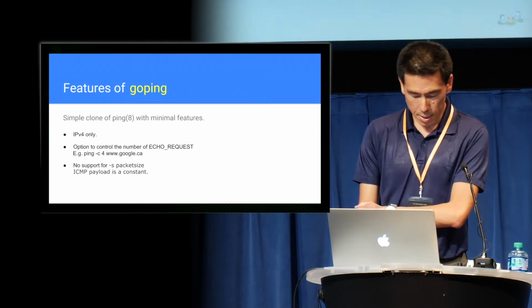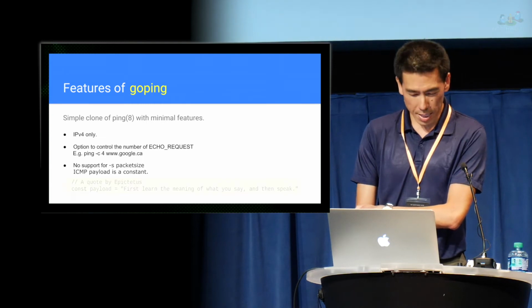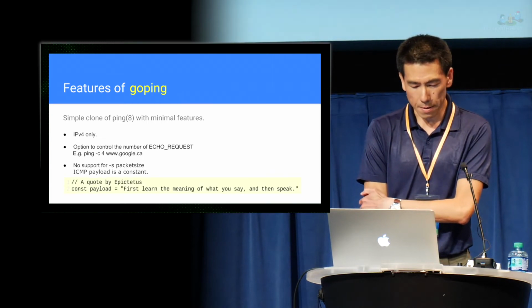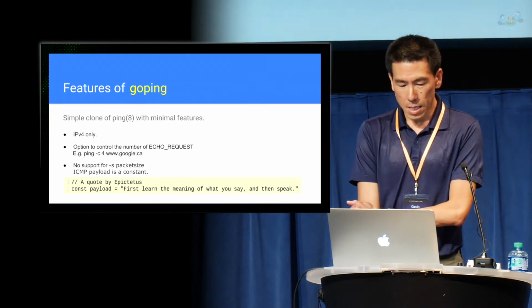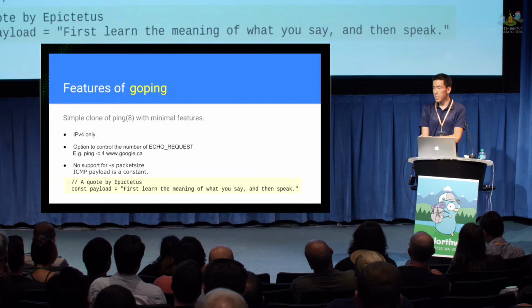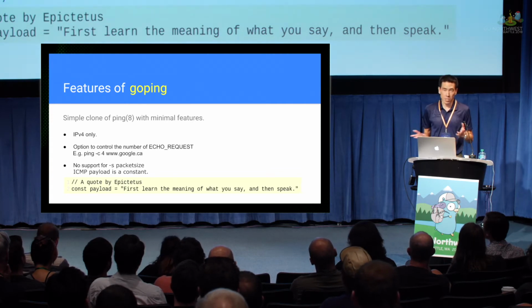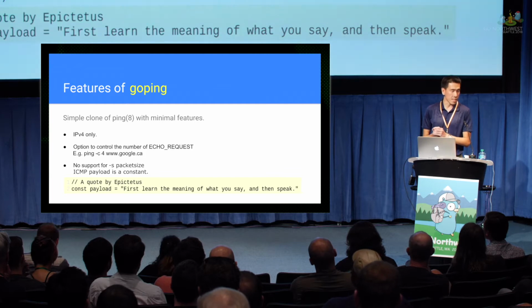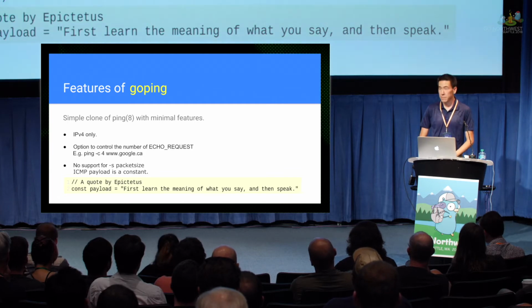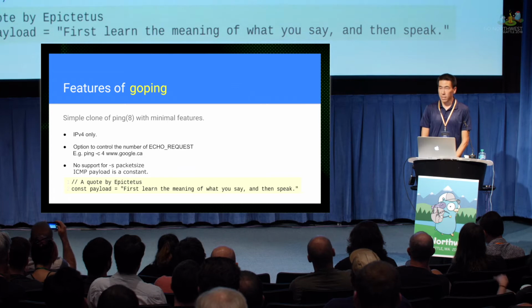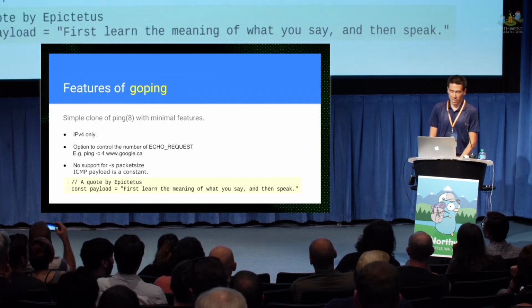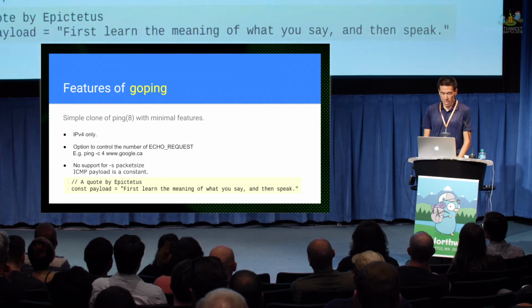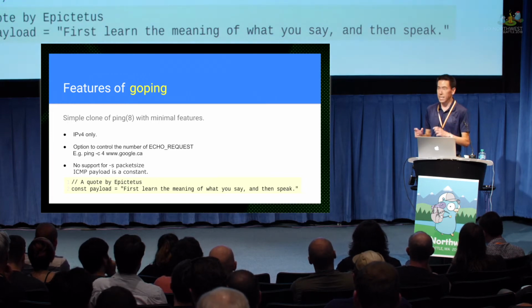So I've chosen a constant for the payload, in this case a quote from the Stoic philosopher Epictetus. This quote was chosen carefully because the length of that is 56, because that's basically the default size in Ping. So I spent quite a lot of time just trying to find it. It's quite cool, because I want to get it to be exactly like Ping, right?